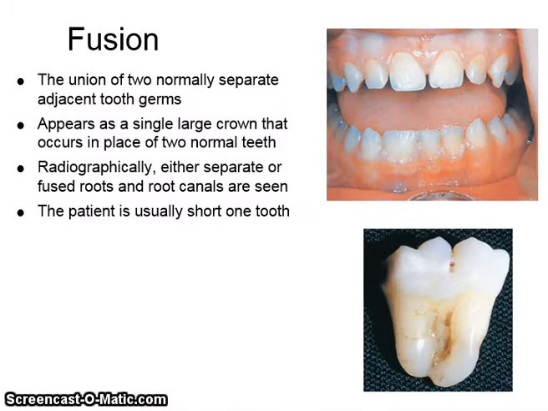Fusion is the union of two normally separate adjacent tooth germs. It appears as a single large crown that occurs in place of two normal teeth. Radiographically, either separate or fused roots and root canals are seen. The patient is usually short one tooth. Here is an image of fusion where the central and lateral incisors are fused.